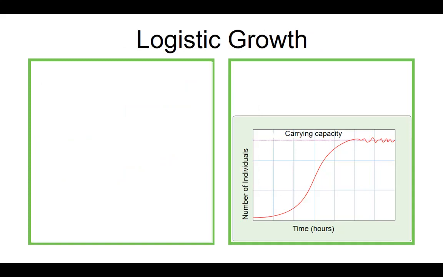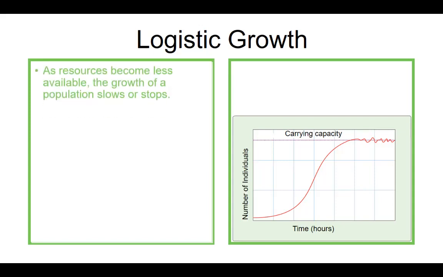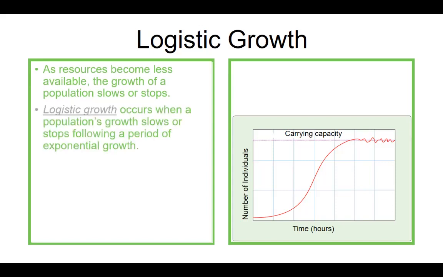Now, with logistic growth, it's going to start out like exponential growth. It starts growing pretty quickly because there's not a lot of competition for resources. But as resources become less available, the growth of a population begins to slow down. Okay. And so this slowing period is what makes logistic growth and separates it from exponential growth.